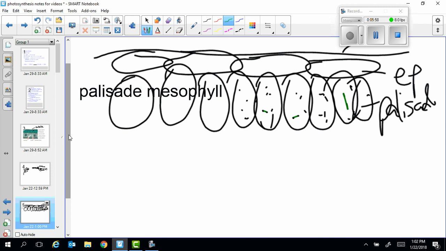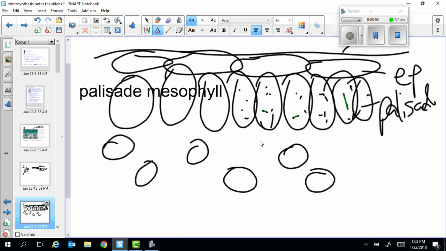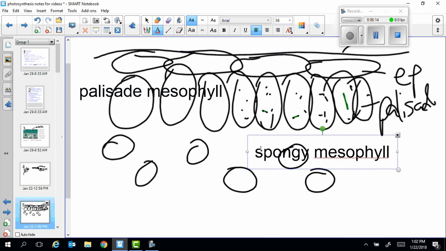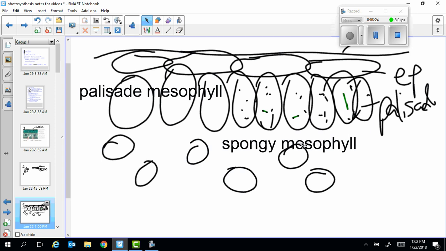All right, the next layer has cells that are a little bit more spread out. So due to their spread out appearance, they are known as spongy mesophyll. Mesophyll is a term for a pretty generalized parenchyma cell, which is a plant cell, and these cells are pretty basic and do the basic jobs of photosynthesis.